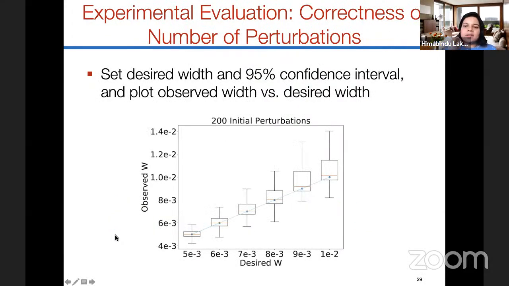There is one more experiment that we did in order to evaluate the correctness of the number of perturbations. Let's say we specify a particular interval width and fix the confidence level at 95%, and we input the desired width. We start all the way from 5e-3 and keep increasing that desired width. Then we see what is the observed width that we achieve using our explanations. If our number of perturbations is well calibrated and correct, the observed width should roughly match the desired width. And that's precisely what you see here. A lot of times the observed width just matches the desired width. Okay, so that is pretty much how we think about it.